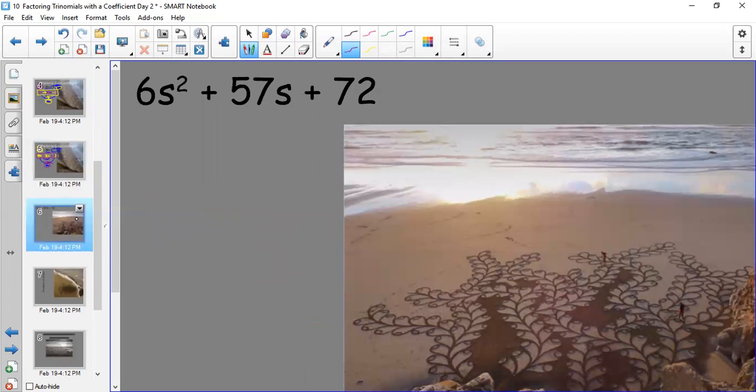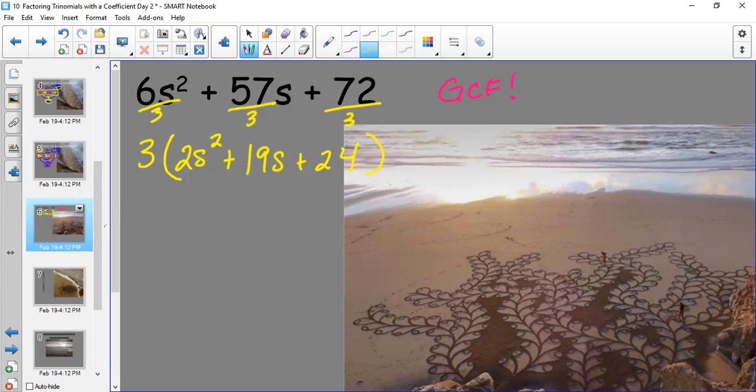All right, last one. We've got some pretty big numbers here. Whenever we have the bigger numbers, that usually tells us that we need to keep an eye out for something going on. And in this case, we have a greatest common factor. Don't forget to check for that first. Our greatest common factor here is 3. So I'm going to divide each of these terms by 3. So 6 divided by 3 is 2, so 2x squared plus, divide that by 3, would give us 19x. Divide this by 3 would give us 24.